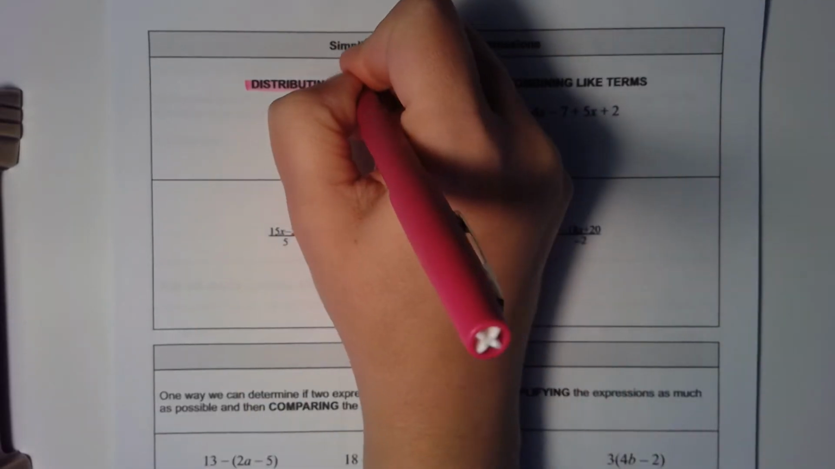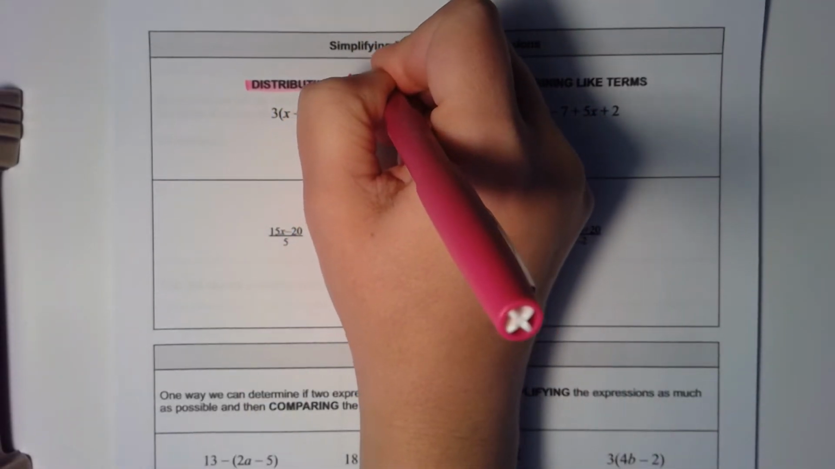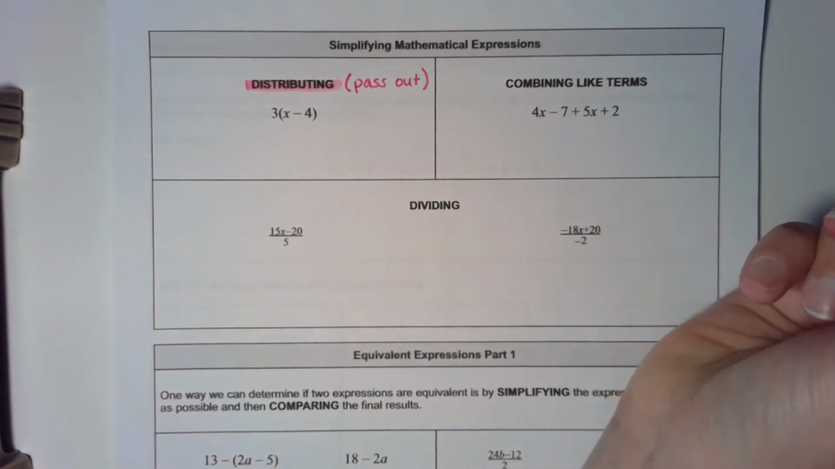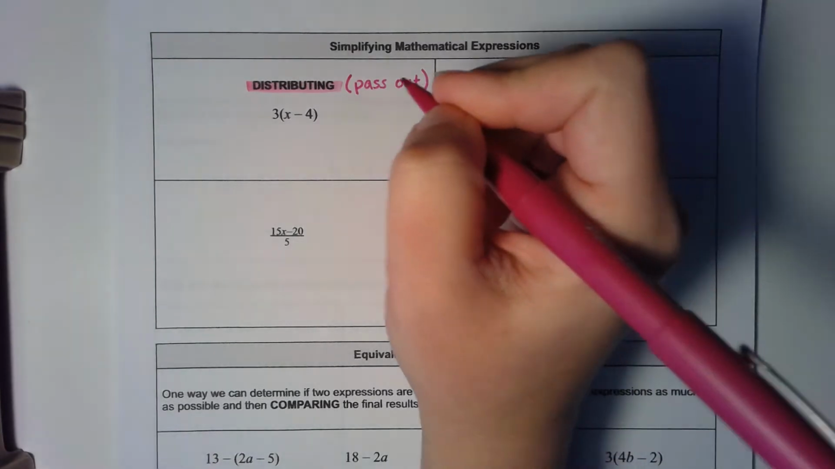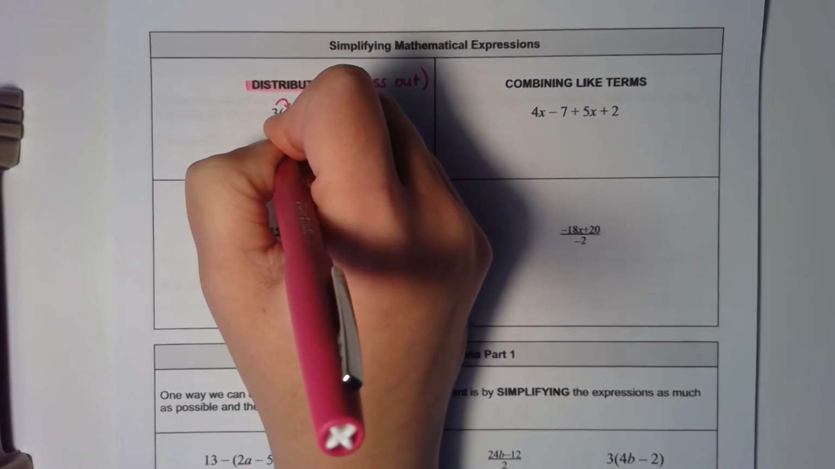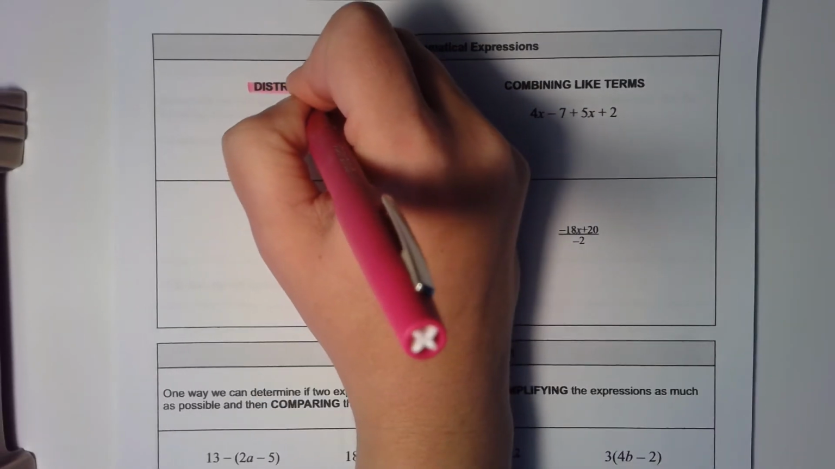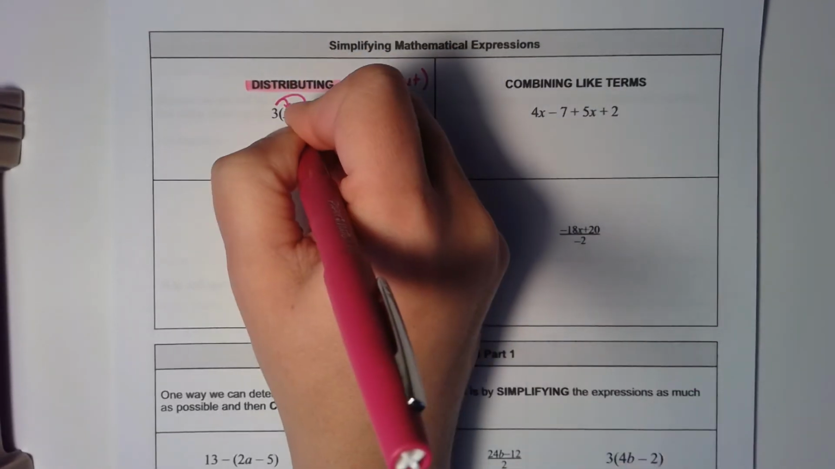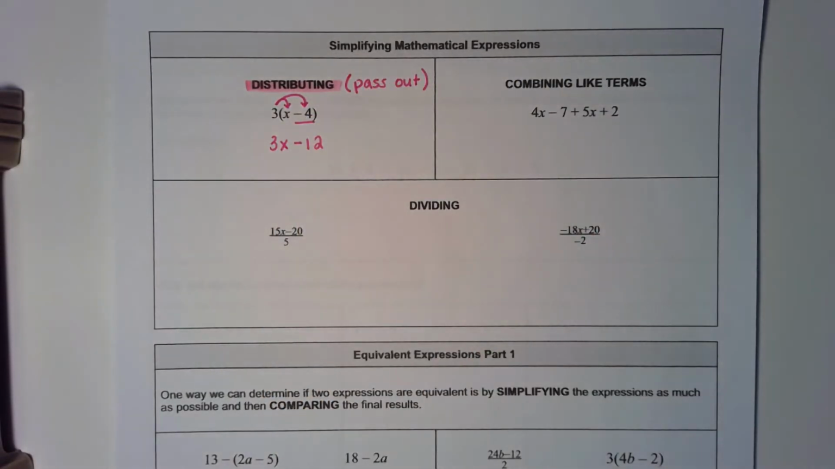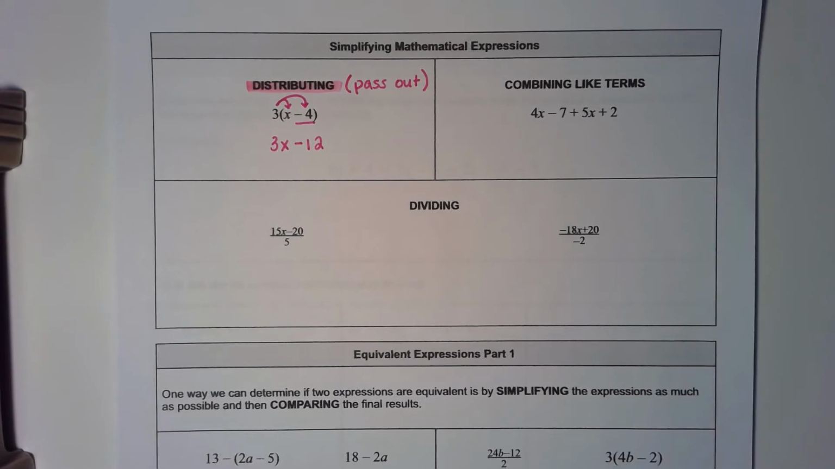When we distribute, we are passing out the number that's on the outside of the parentheses to everything that's on the inside. So if we multiply 3 times x, we get 3x. And if we multiply 3 times -4, we get -12. The biggest issue here tends to be really making sure we're paying attention to the signs, which means positives or negatives, and that way we don't make a mistake in our arithmetic.